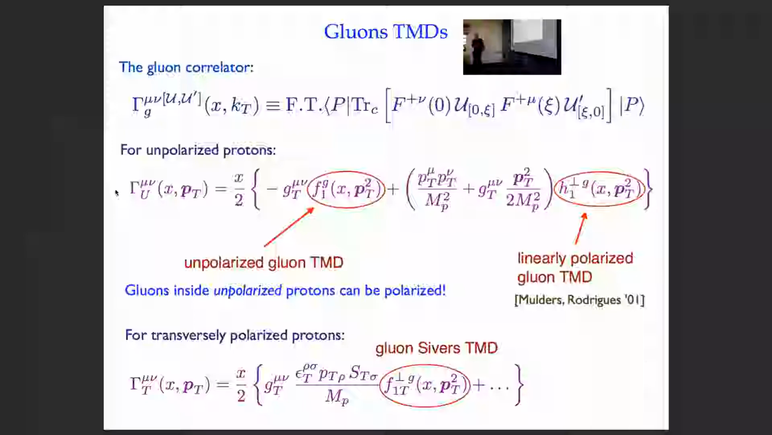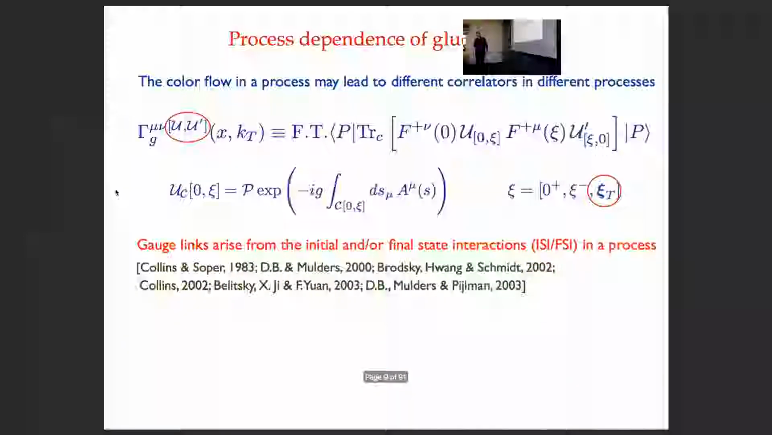Let's first look a little bit at this inherent process dependence, as I said. You have these different gauge links here, U and U prime, path ordered exponentials like this. And you have the case where the different positions are not just separated in the light cone direction, but also have some transverse separation. So you can actually go in infinitely many ways from 0 to this point.